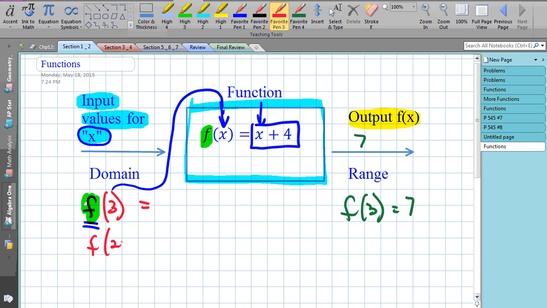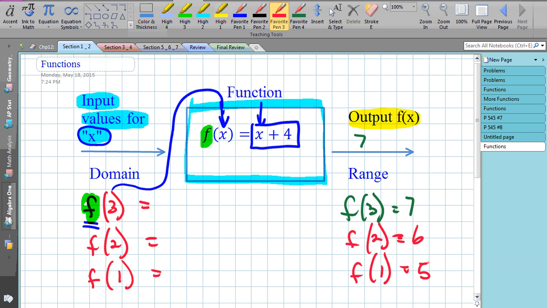Let's do another one. How about f of 2? Well, that means plug 2 into here. 2 plus 4 is 6. So we would write the answer as f of 2 equals 6. Notice how I'm saying this. This is f of 1. F of 1 is what answer? Well, we're plugging in 1. So f of 1, 1 plus 4 is 5.